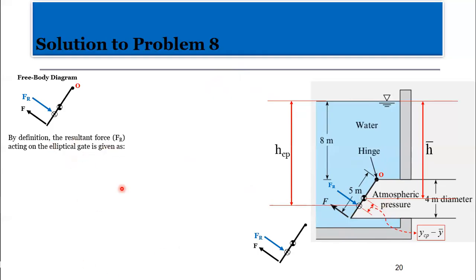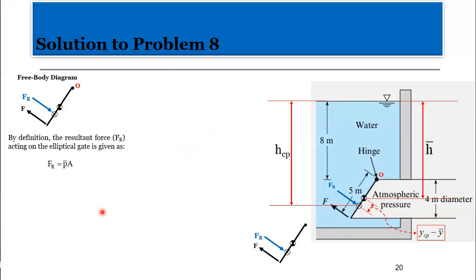Good. So by definition, it's giving us what? FR equals P bar A. And this is the same formula we'll be using, but with different applications. You see how we used it for the concrete form? Now we are using it for the elliptical gate. We'll use it for other stuff too, okay?